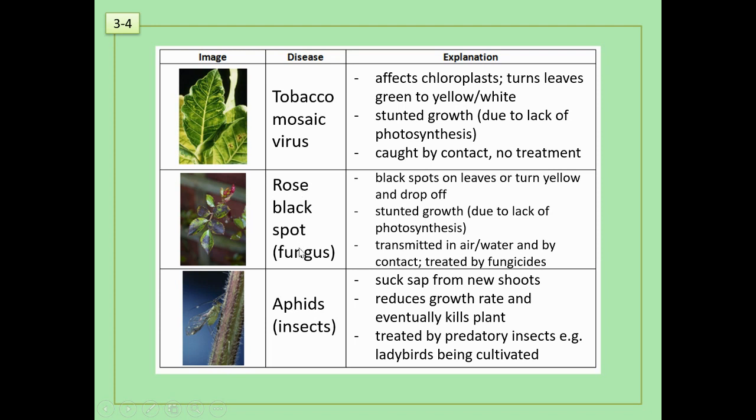The rose black spot fungus causes leaves to turn yellow or black and drop off. It causes stunted growth, again, through lack of photosynthesis, can be transmitted through air or water or contact, and can be treated by fungicides. And aphids, why do they cause disease? Well, they suck sap from the new shoots. They reduce growth rate and eventually will kill plants, and can be treated by predatory insects like ladybirds.